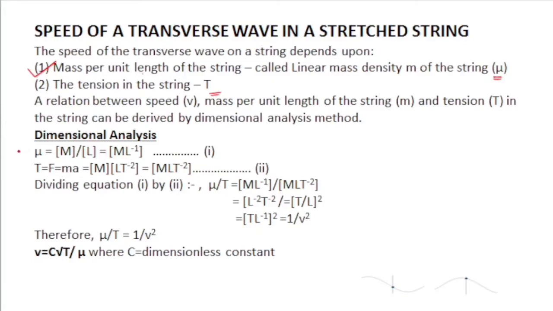You know the dimensional formula for mass per unit length: ML^-1. Tension is force, which is ma, so its dimensional formula is MLT^-2. If you divide T by mu, it becomes (LT^-1) whole squared. And this LT^-1 is the formula for velocity V. So this is V squared, and V squared is T by mu, or you can say V is equal to C, any constant, under root T by mu. In this way you can find the speed of a transverse wave in a stressed string.